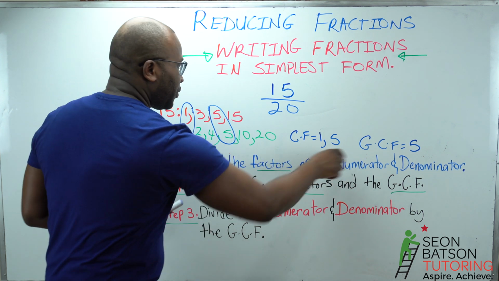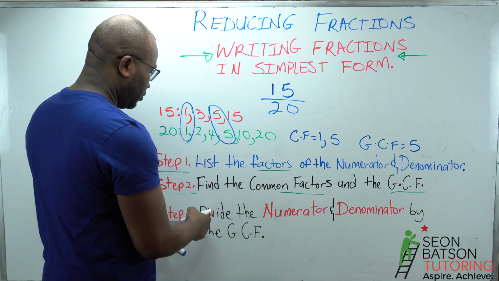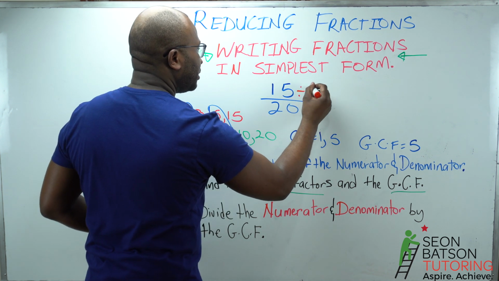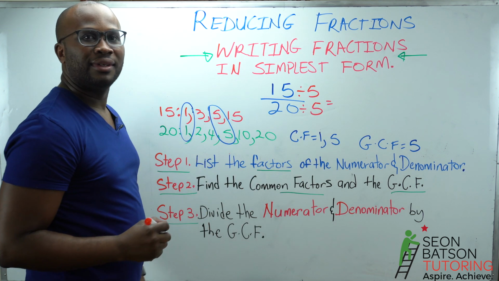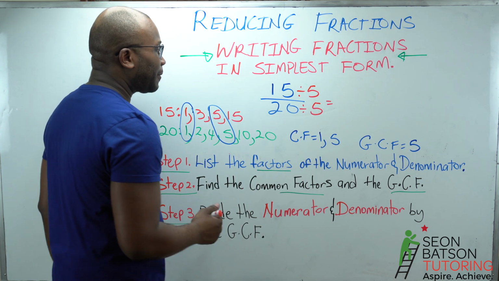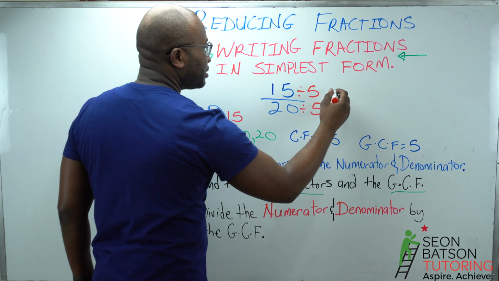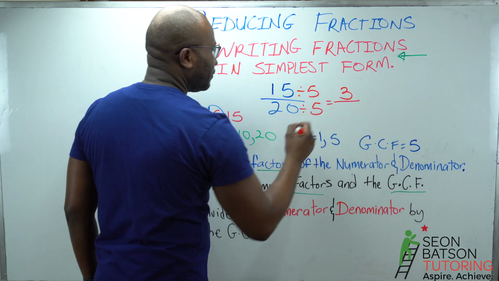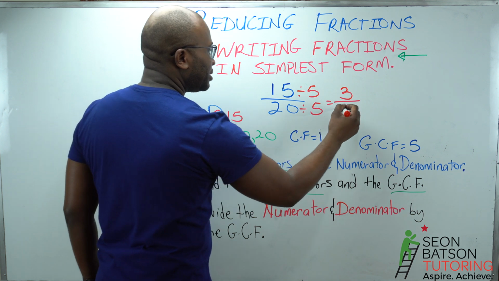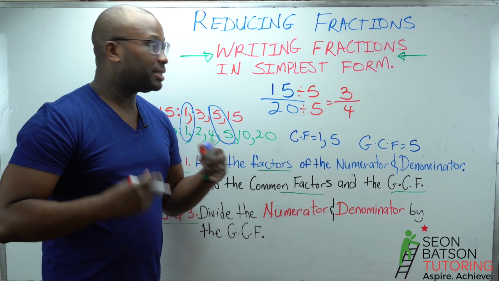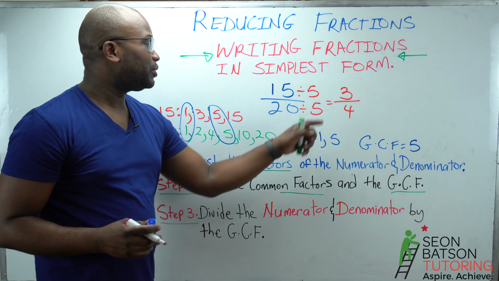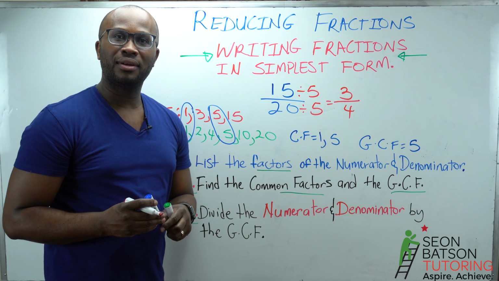So, our greatest common factor is 5. Step 3, we will divide the numerator and the denominator by 5. Yes? Let's divide. 15 divided by 5 is 3. And 20 divided by 5 is 4. So 15 over 20 in simplest form is equal to 3 over 4.